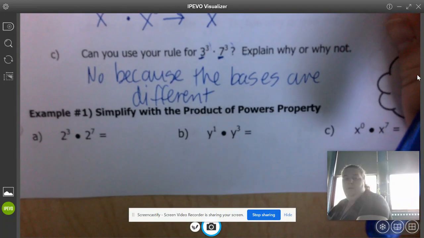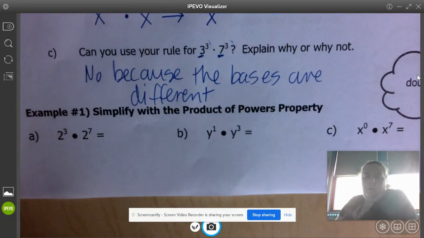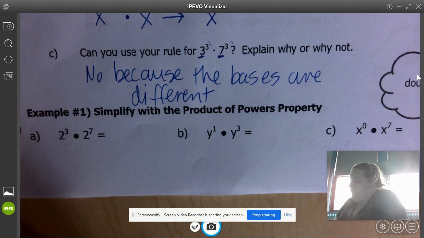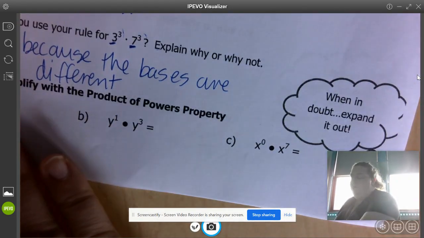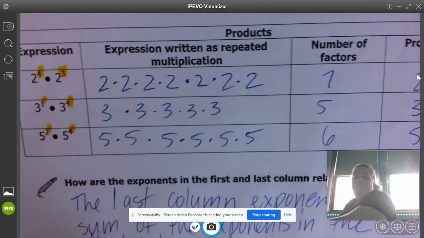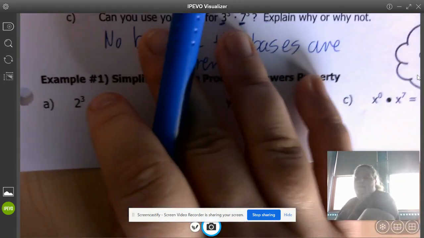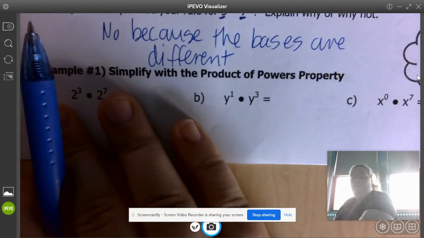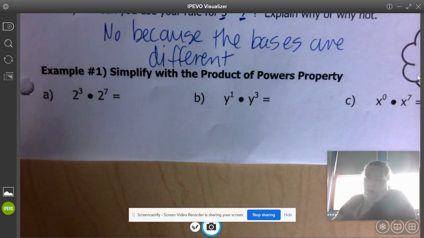All right, now let's do a couple of practice problems together, and then you can go ahead and work on what we have in Canvas or whatever you have in class. So this little think bubble over here: when in doubt, expand it out. So that's putting it in expanded form or repeated multiplication. I do encourage you to do that if you're still struggling and not seeing the rule yet. You will figure it out or catch on. But if you haven't figured it out yet, you can always go back to that.